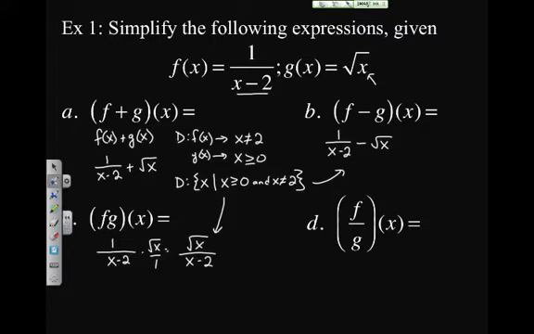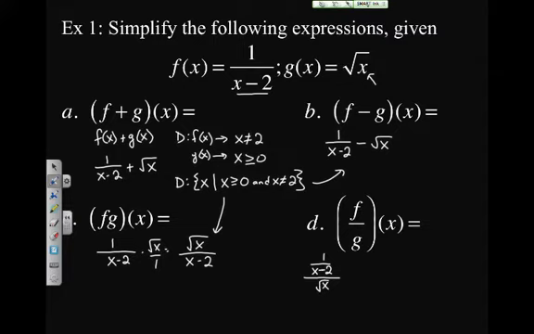And then our last one that we've got is f of x, or f over g of x. So we have f of x, 1 over x minus 2, over the square root of x. Well, here we've got a complex fraction, and we don't really like that a whole lot.